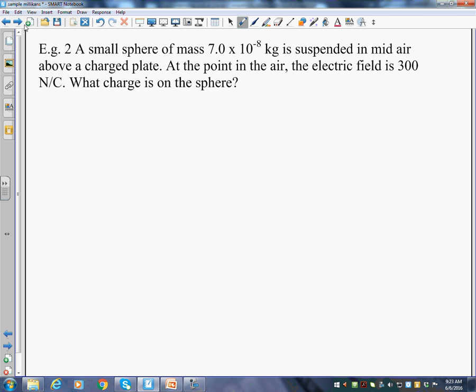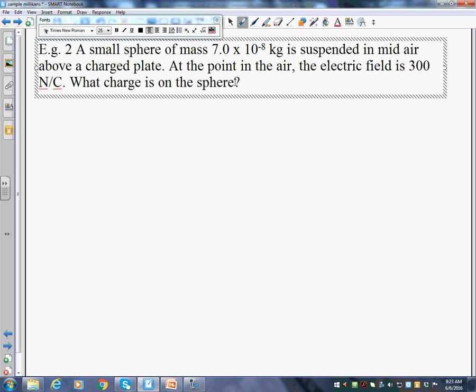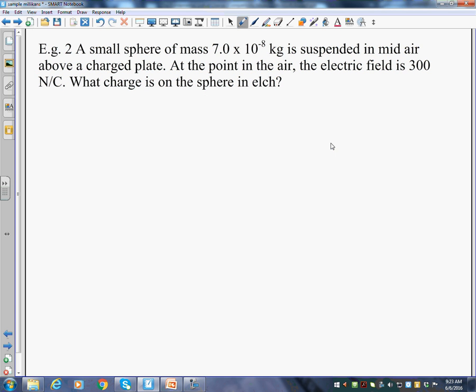Okay, are we ready for example 2? I'm pointing out these are getting increasingly more difficult. Pay attention. I'm going to make a small change to the question. I'm just going to go in Elches. That's all I'm going to do. Relax. In Elches. Okay, so now we've got a small sphere, mass 7.0 times 10 to the minus 8, suspended in midair above a charged plate. At the point in the air, the electric field is 300. What charge is on the sphere in Elches? So this time we're solving for the charge, and this time we need our charge in elementary charges.